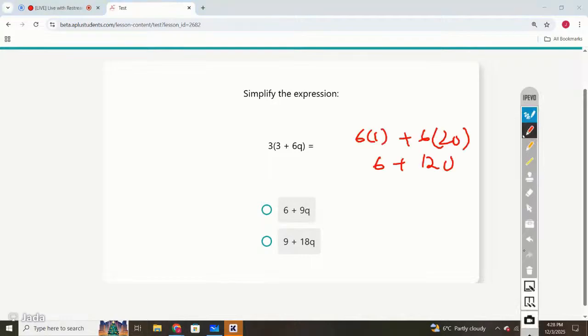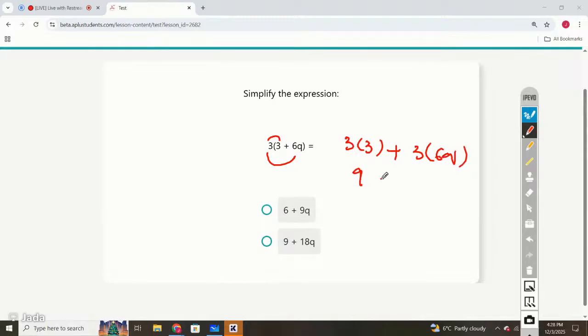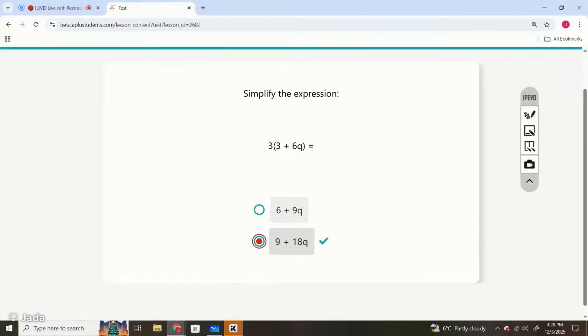Simplify the expression. 3 times 3 plus 3 times 6q. 3 times 3 is 9. 3 times 6 is 18. That is 9 plus 18q. Option number 2 is the correct option.